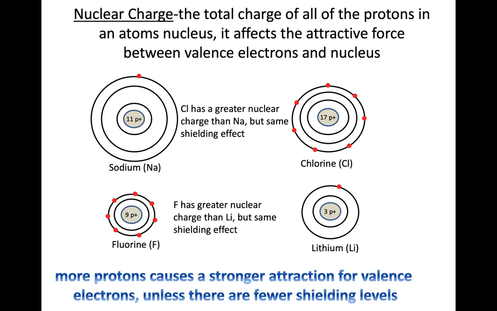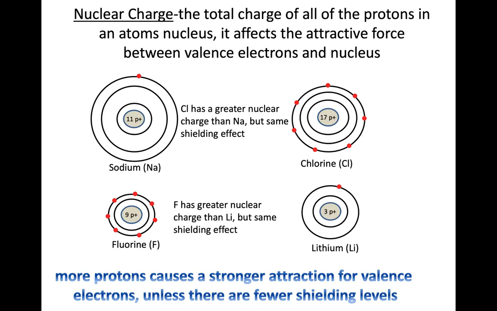So what we can do is compare shielding effect and nuclear charge between multiple elements, and we can begin to see it affects the size of an atom, and the size of an atom actually controls whether it will give away electrons or gain electrons. Its ability to attract has something to do with how easily it will give away. Its ability to attract will have something to do with how easily it can inherit or gain.